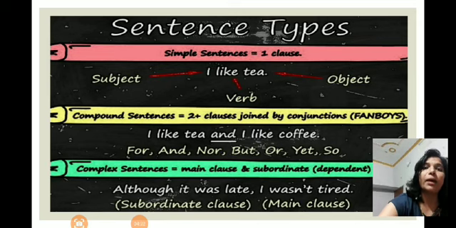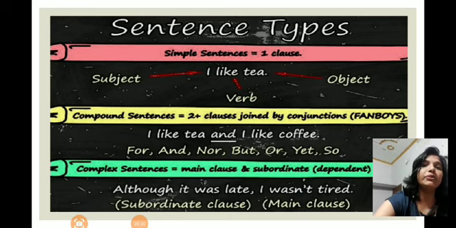Next one is the compound sentence, and in a compound sentence you will see that there are two clauses. Two main clauses will be joined by a conjunction, that is FANBOYS. FANBOYS is a code to learn the conjunctions: F stands for 'for', A stands for 'and', N for 'nor', B for 'but', O for 'or', Y for 'yet', and S for 'so'. So these are the conjunctions. You can learn this code, and with its help you can remember that compound sentences will be connected by these particular conjunctions.